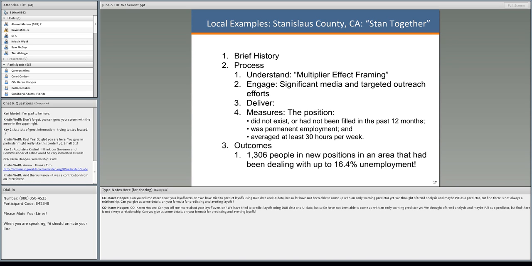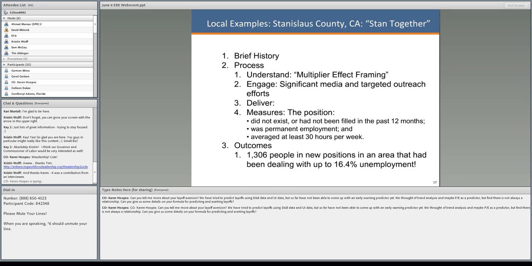And as you can see, that was very, very different press. It was very different press than, hey, everyone, we have 15% unemployment. What are we going to do about that? This was, you know what? We worked together. We focused. We were empowered at the local level to do something, and we made it happen.